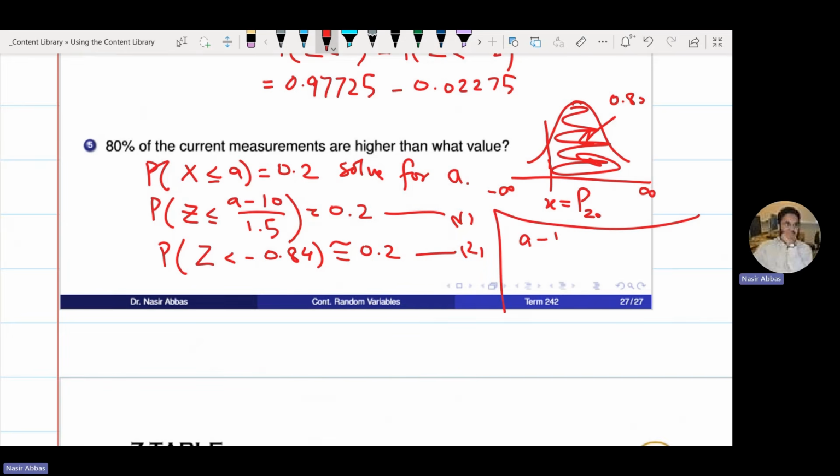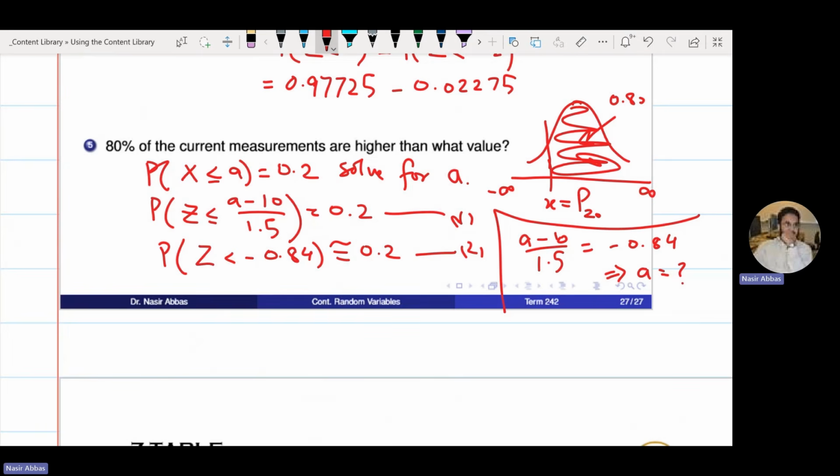You get -10 over 1.5 equals -0.84, and this gives you the value of a. Now here is another conceptual thing I'm going to tell you. When you had a question in terms of x initially, correct? What did you do? You converted it into z. You standardized it. After standardizing, you got the answer from the table, -0.84. After getting the answer from the table, here you are de-standardizing back to x.